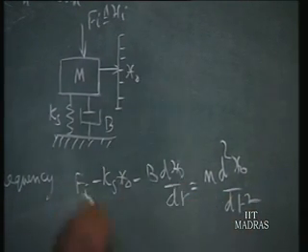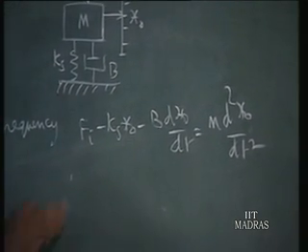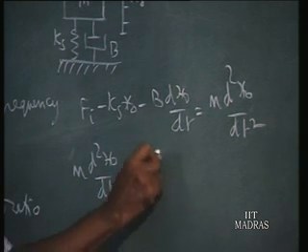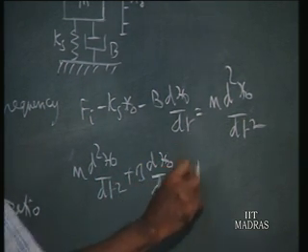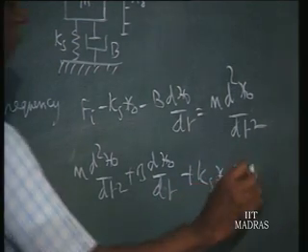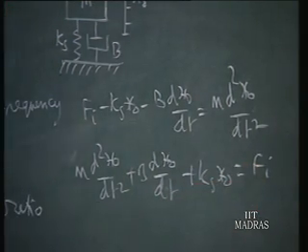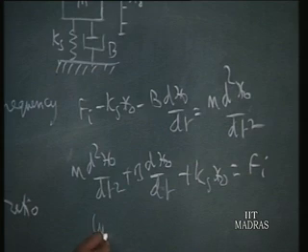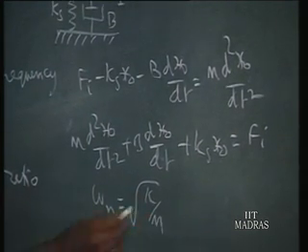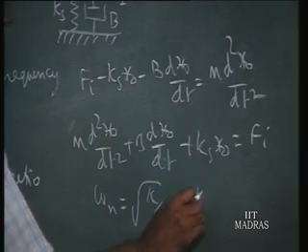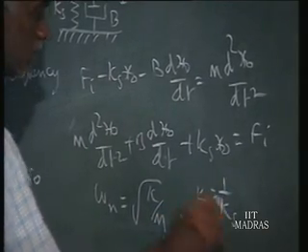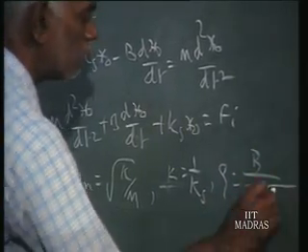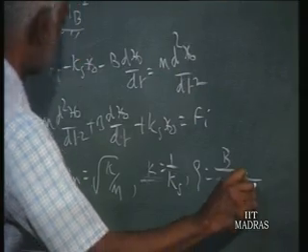Now this can be rearranged, bringing the xo terms to one side and the Fi input to the other side. So m into d squared xo by dt squared plus B dxo by dt plus Ks xo is equal to Fi. Now substitute in terms of undamped natural frequency and damping ratio. Omega n is equal to root of K by m, where K is equal to 1 by Ks, and psi is equal to B by twice root of m into Ks.